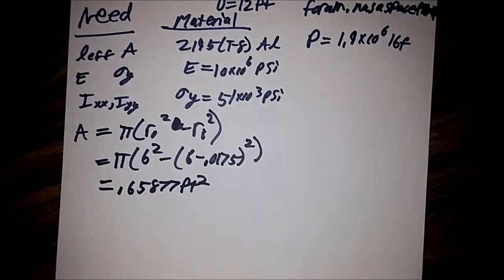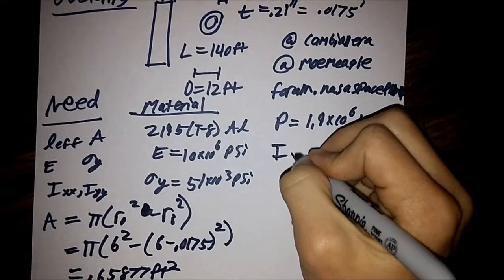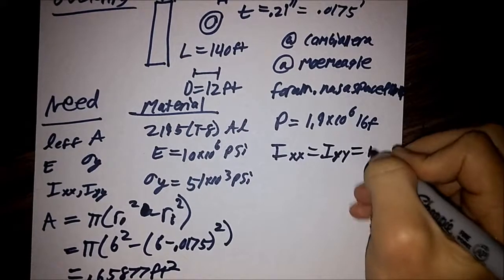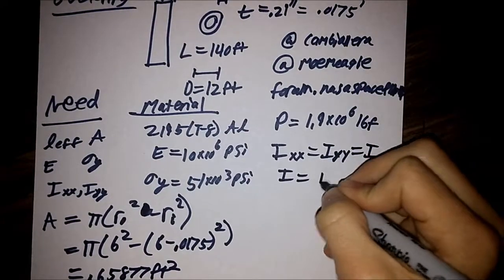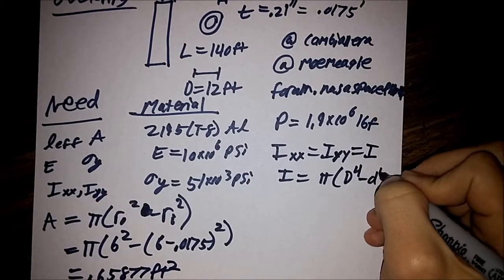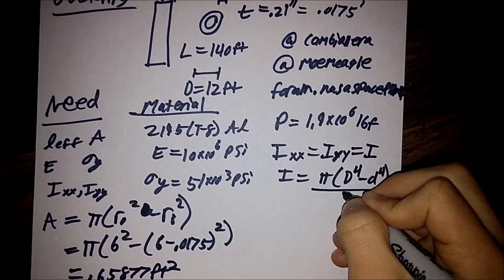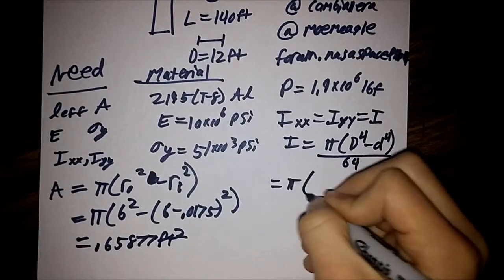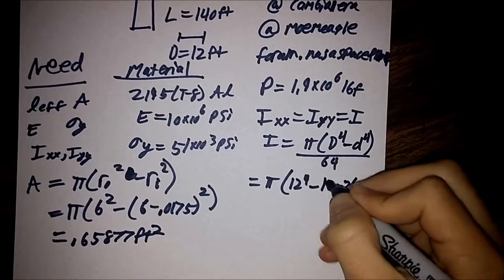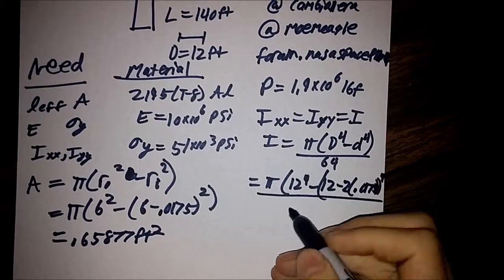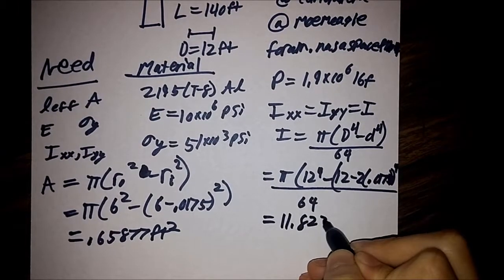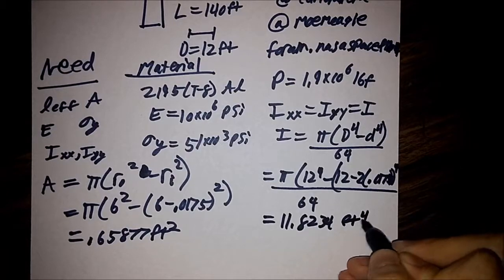0.65877 foot squared. We also know that our IXX will be equal to our IYY because of symmetry, so that'll just be an I, and that will be equal to pi times the outer diameter to the 4th minus the inner diameter to the 4th, over 64. So that would be equal to pi times 12 to the 4th minus 12 minus 2 times 0.0175 to the 4th. All of that will be over 64. That comes out to 11.8234 feet to the 4th.